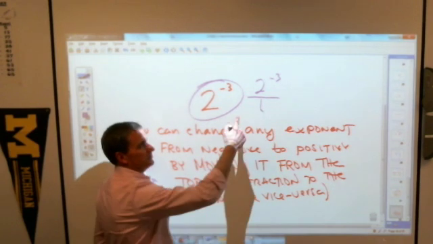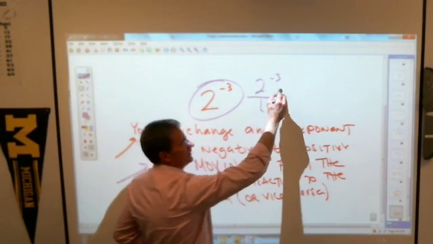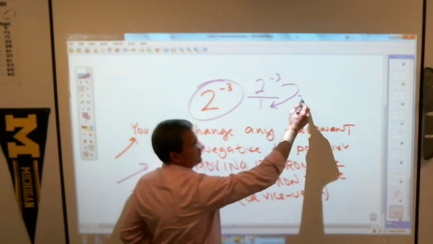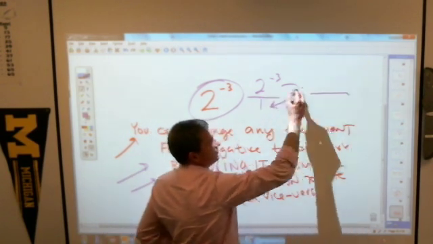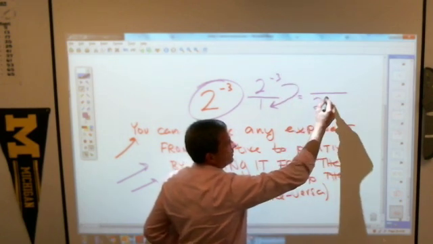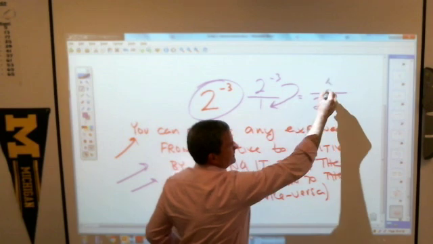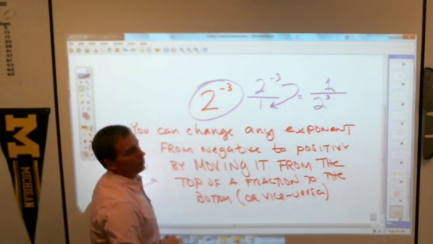If I want to change my exponent to its opposite sign, if it's on top of a fraction, I put it on the bottom of the fraction, which means the 2 and the 3 go on the bottom, but the exponent becomes positive, and I always have to have something on top of a fraction, so I put a 1 up there.